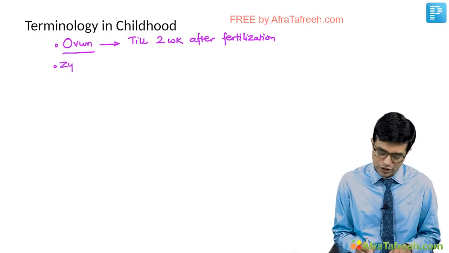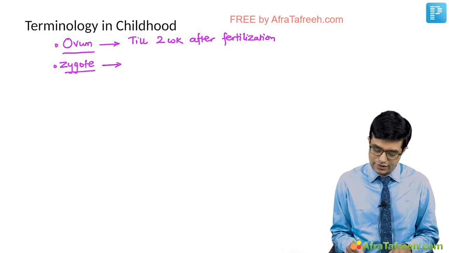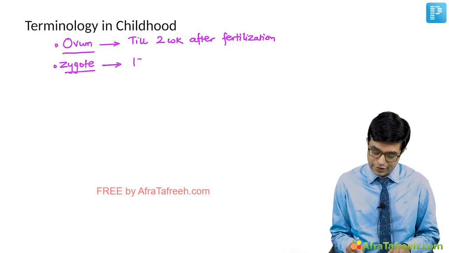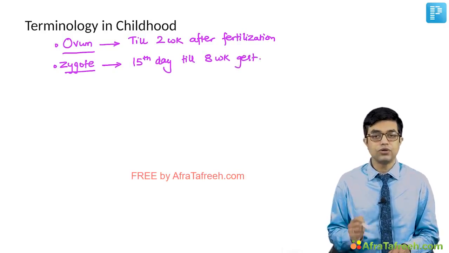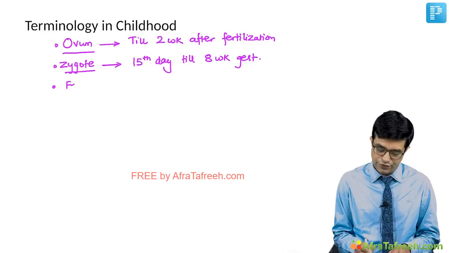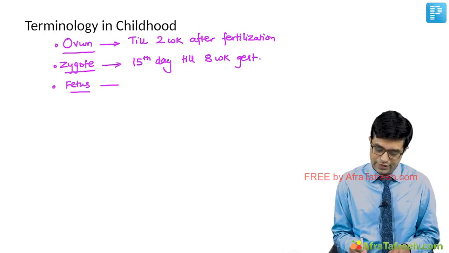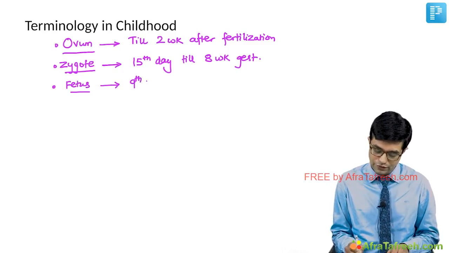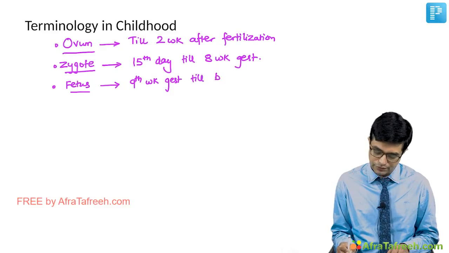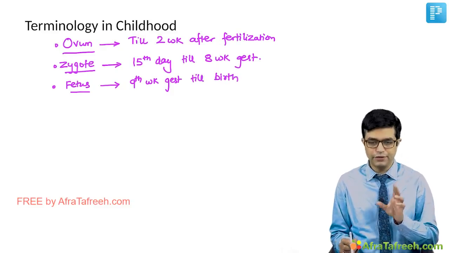Then you have the term called zygote. What is zygote? Zygote is the term used for product of conception ranging from 15th day till 8 weeks. So till 8 weeks of gestation, you will call it zygote. Third is your fetus. Fetus is the term used ranging from 9th week of gestation till birth of the child. So till birth you will call it fetus.